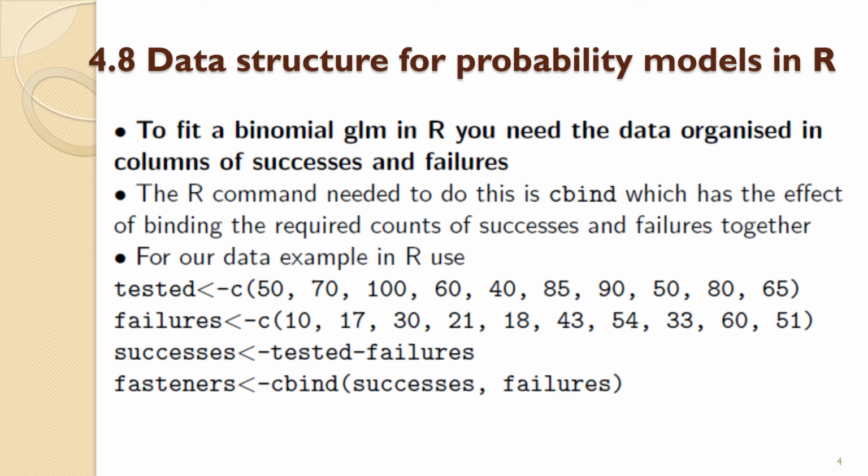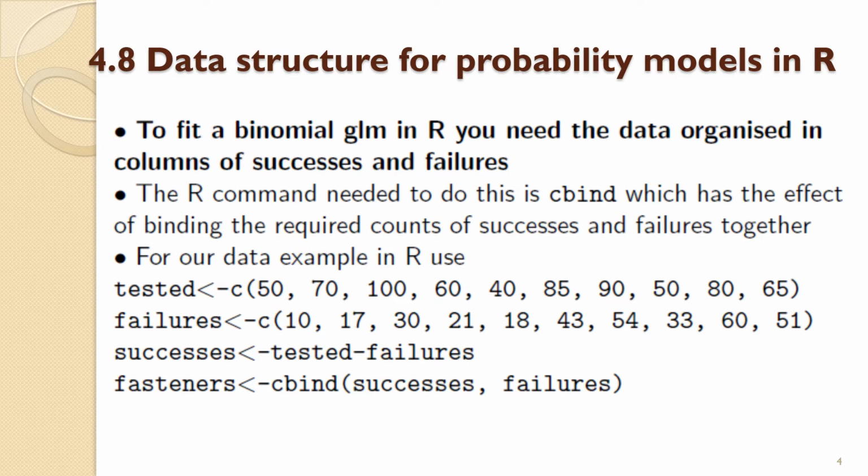Now one thing that can be slightly confusing here is the required data structure for probability models in R. To fit a binomial generalized linear model in R, you just need to have the data organized in terms of columns of successes and failures. Probably the best way to remember this is, if you think you're fitting a probability regression model in R, just think in terms of successes and failures. What you have to do is bind these columns of successes and failures together, and the R command needed to do this is cbind. It literally means bind the columns together. The R function for that is cbind.